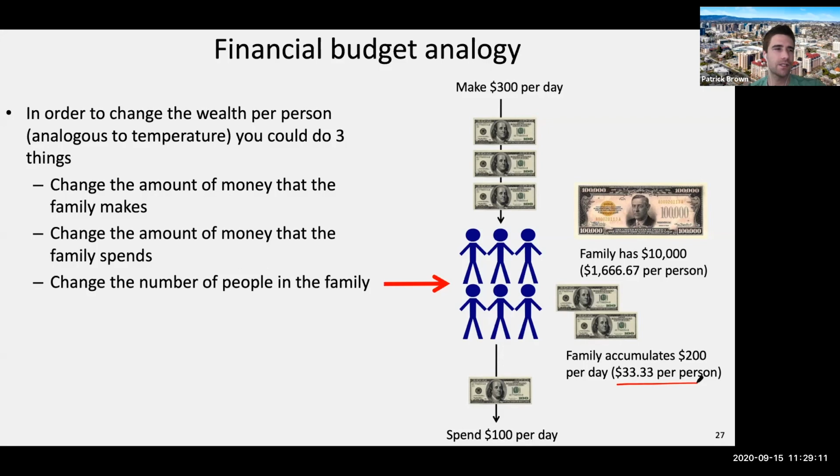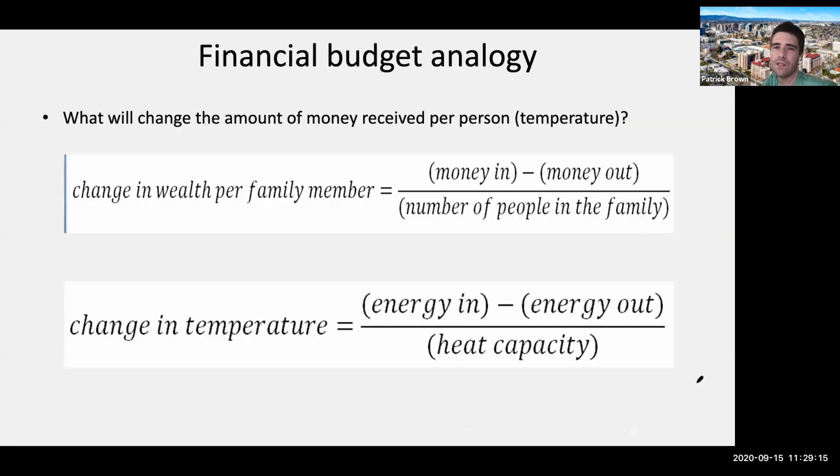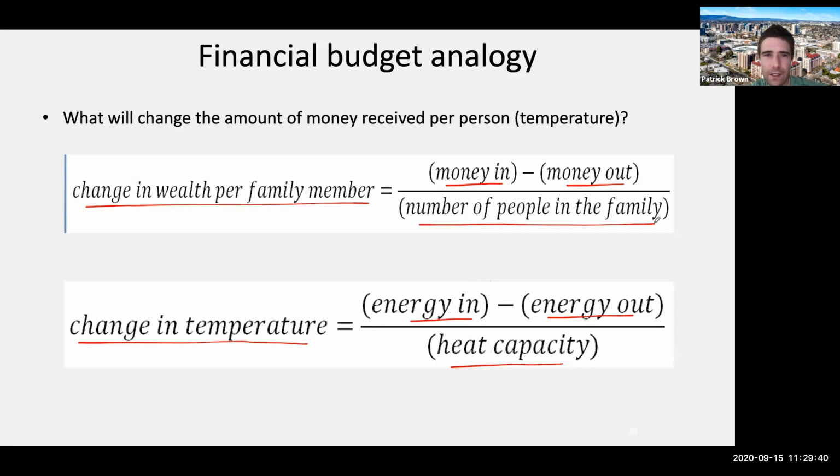So if we put this into equation form, you can see that they're exactly the same. This is the one we have been talking about: change in temperature equals energy in minus energy out, so our difference in energy accumulation, divided by the heat capacity. And in our analogy, it looks exactly the same. Change in wealth per family member equals the money flowing in minus the money flowing out, divided by the number of people in the family.